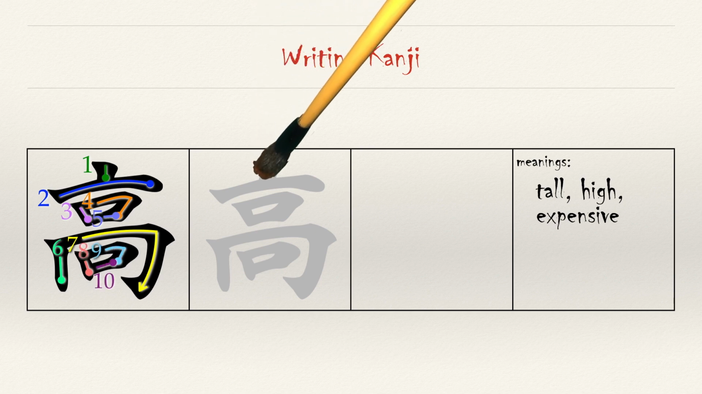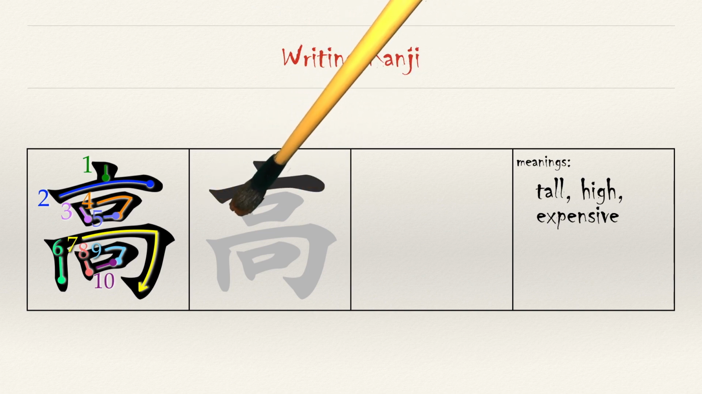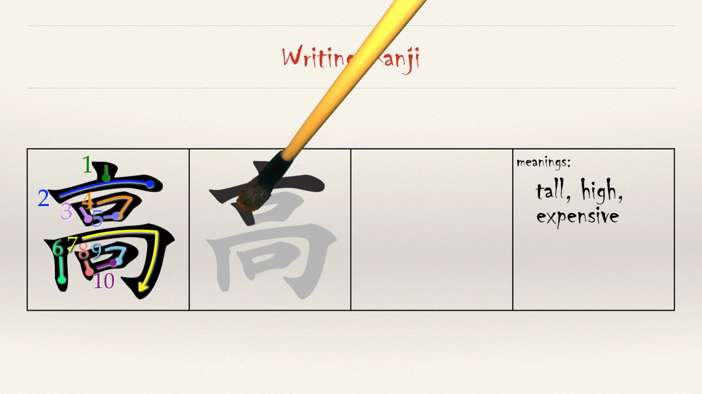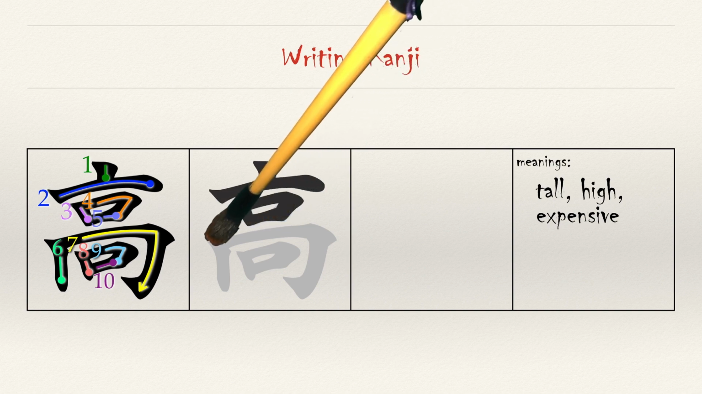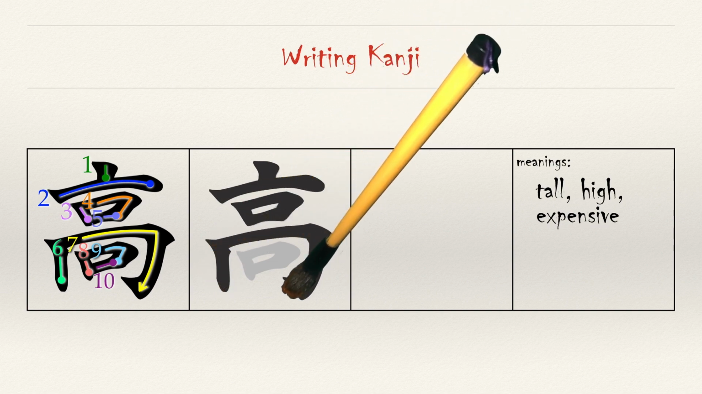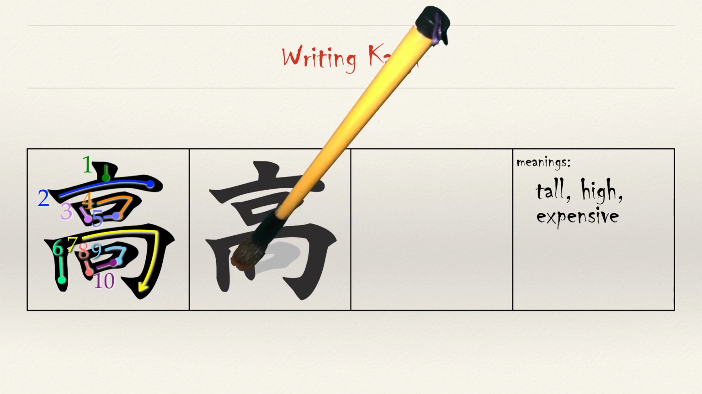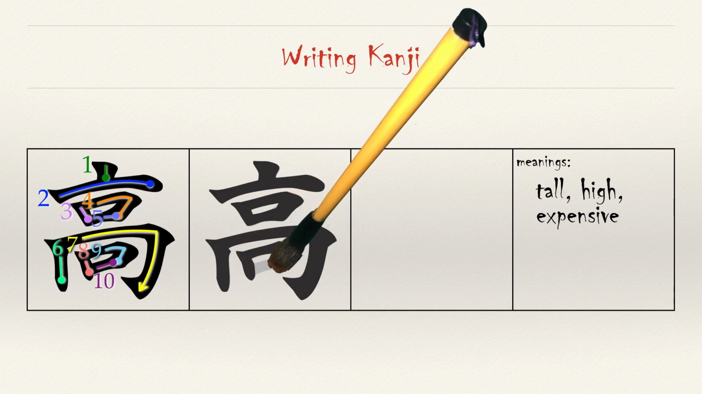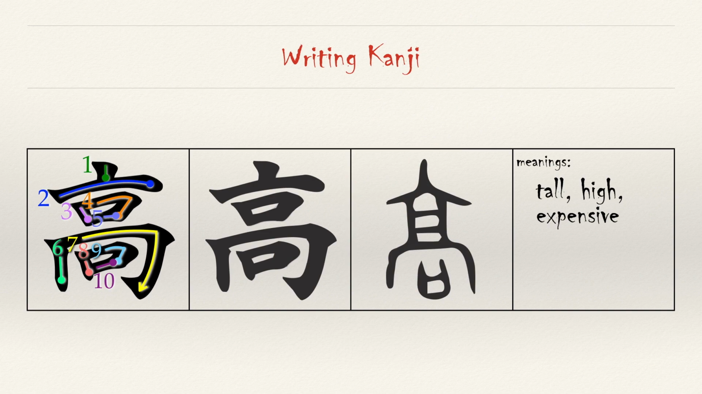All together now. Strokes 1 and 2 form the roof. Strokes 3, 4, and 5 form a floor of a building, if you will. Strokes 6 and 7 form another floor of the building. And finally, strokes 8 through 10 form the ground floor. This is a pictograph of a tall building. It's been simplified over the centuries.